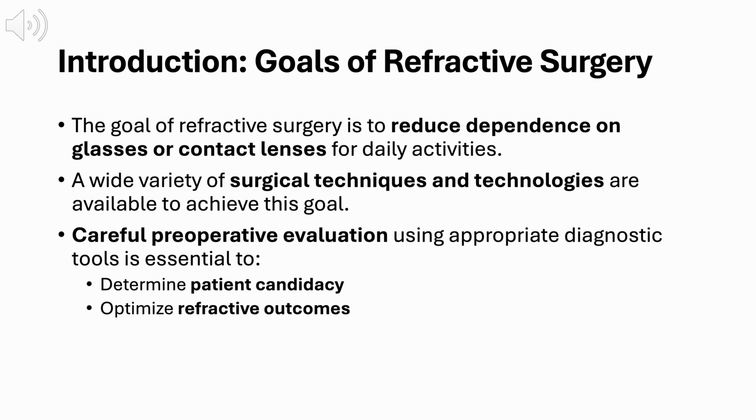We'll start by framing what refractive surgery is actually trying to accomplish. At its core, the goal is not perfection on a chart, but reducing a patient's dependence on glasses or contact lenses for their everyday life. That's the practical outcome patients care about, and it's the lens through which all refractive procedures should be viewed. There are many different surgical techniques and technologies available to reach this goal, and throughout this section, we'll be comparing how and when each of them is used.